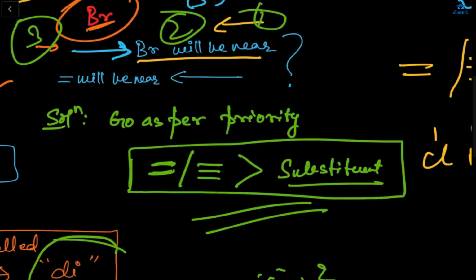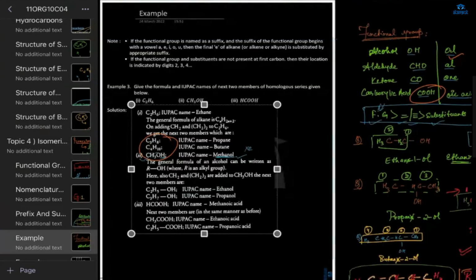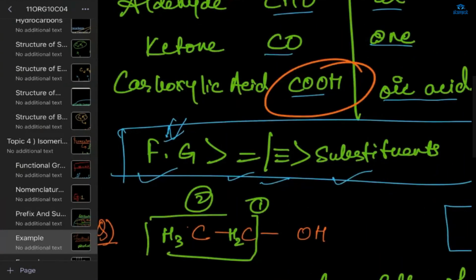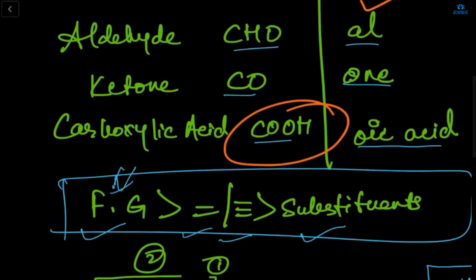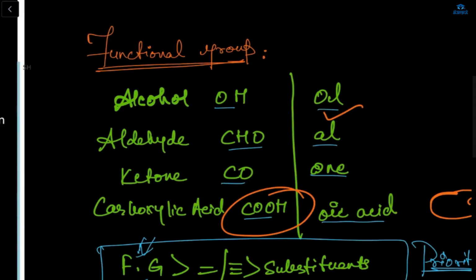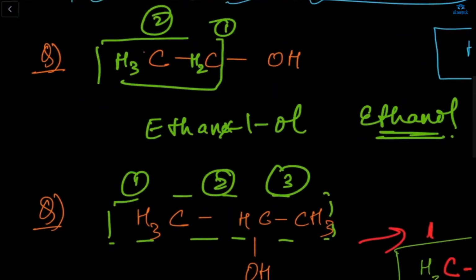There are some points on substituents, nomenclature, and priority: the double and triple bond is more prioritized than your substituent. And one more point: your functional group is more prioritized than your double and triple bond, and after that your substituent will come. So remember this also, the functional group. Okay?